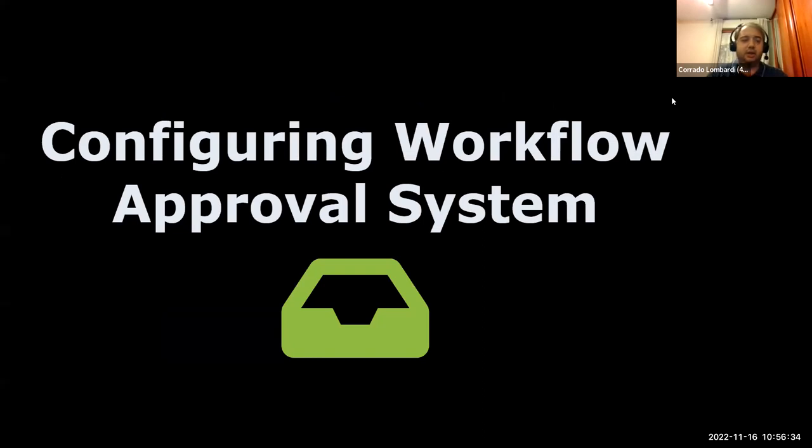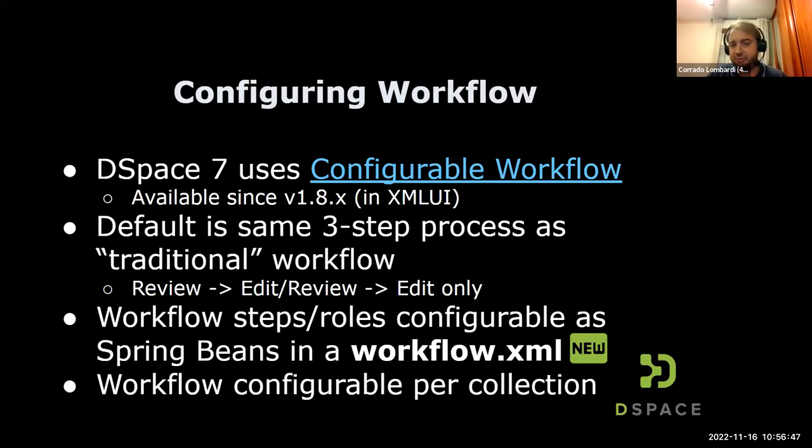Next one, please. Okay, another important aspect of DSpace 7 is the workflow approval system, which could be configured as it was in previous versions with some new aspects. So DSpace 7 uses the configurable workflow pattern, which was available since version 1.8 in the XML UI version. The default is the same three-step process. So the workflow composed by review, edit and review, and edit only steps. The new aspect is that the workflow steps and the roles are all configurable and configured as Spring Beans, since DSpace 7 is built using Spring Framework, in the workflow XML file. And yet it is possible to configure a custom workflow for a given collection.